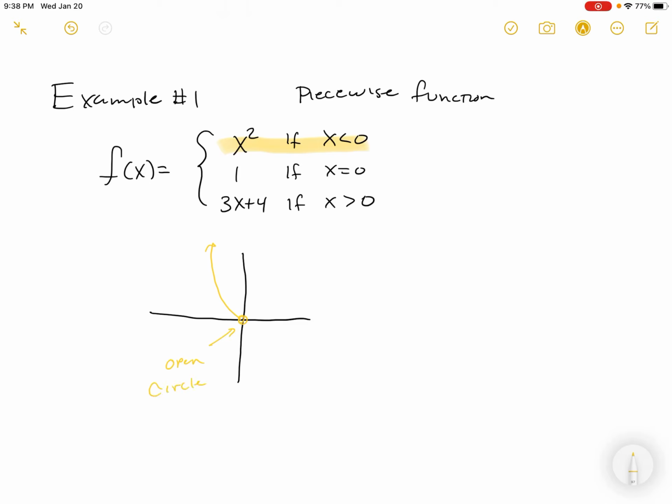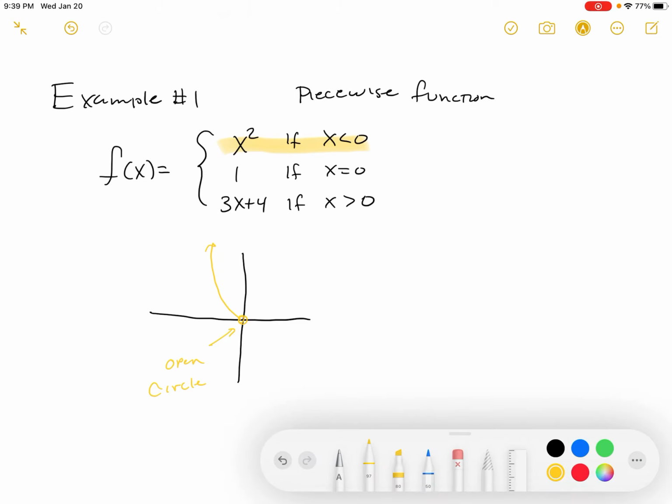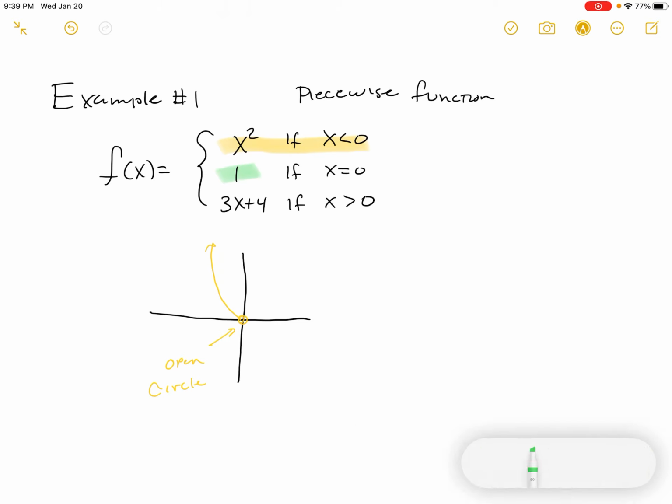There's an open circle, which means it doesn't actually get to the 0, but gets as close as it can to that 0. The next part I'm going to highlight is in green. So let me grab the highlighter and put green. It's going to be flat out 1. The function value is going to be 1 if x is 0.